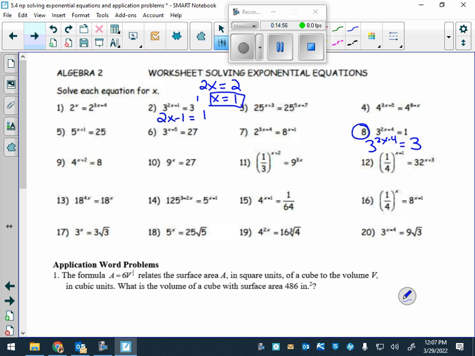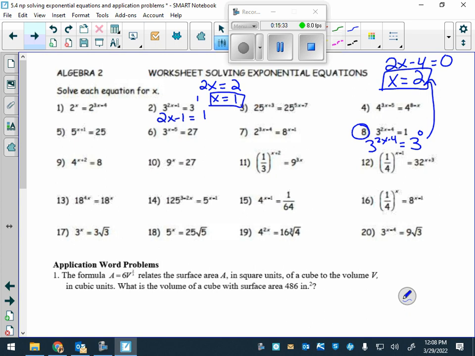You're rewriting 1 as 3 to the 0 because that equals 1. Okay? So now you are able to drop your exponents. So you have 2x minus 4 equals 0. What does x equal? 2. Good. Okay, very straightforward. The hardest part is figuring out the base.